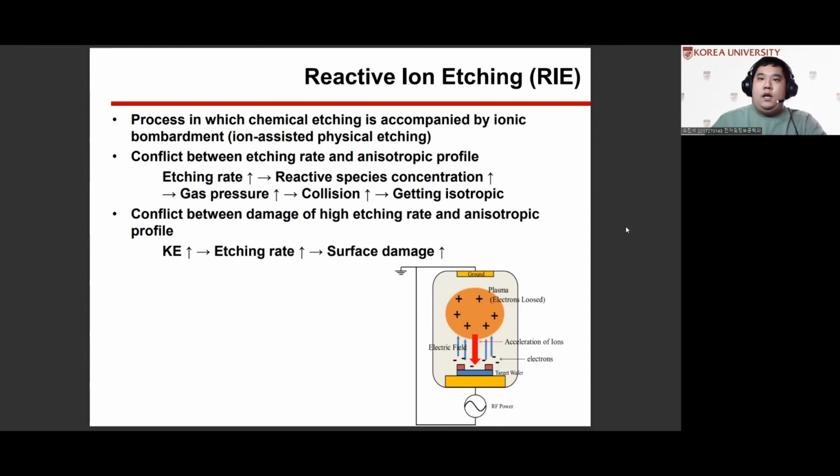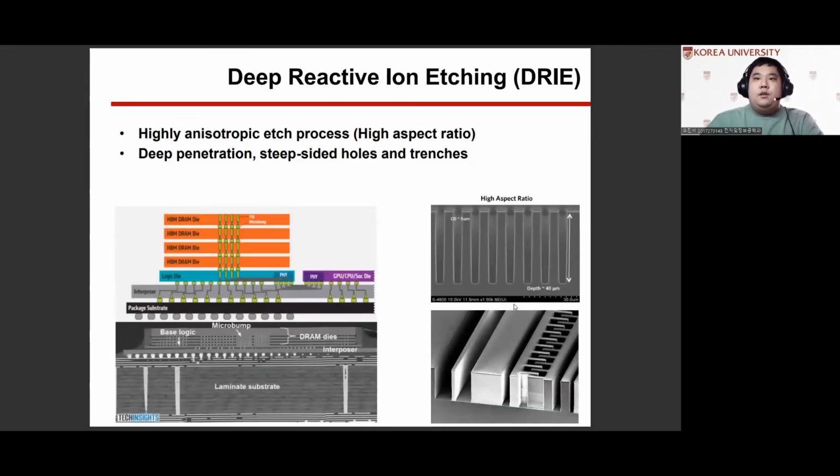But if we put too much gas into the chamber, the plasma ions can scatter to make an even more isotropic profile. So we can choose the amount of plasma ions to choose from anisotropic to isotropic profile. This is the deep reactive ion etching, or DRIE, process.